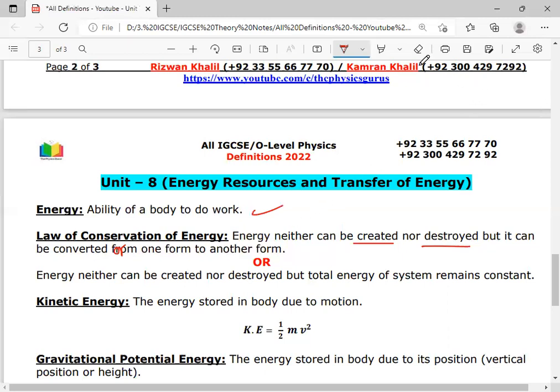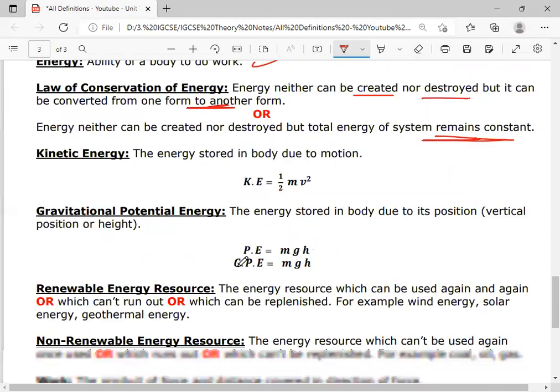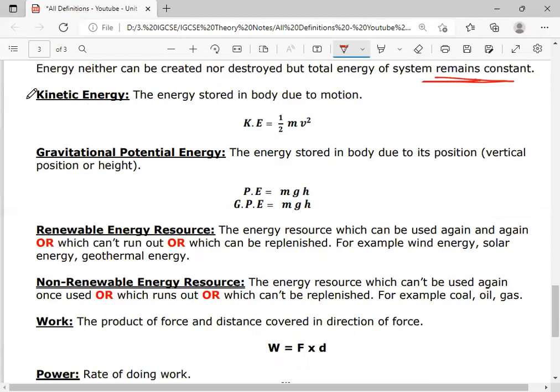So it can be converted from one form to another form. Or energy can neither be created nor destroyed, but the total energy of the system remains constant. So you can write any of the definitions. Then a very important and very famous definition is over there.